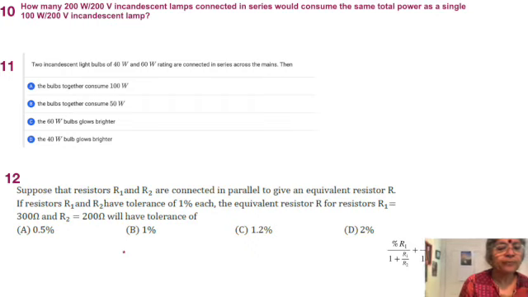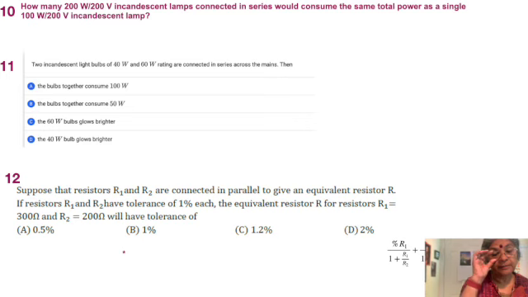12th problem. Suppose that resistors R1 and R2 are connected in parallel to give an equivalent resistor R. If the resistors R1 and R2 have a tolerance of 1% each, which means that the tolerance is now at the most equal to 1, when they're connected in parallel, one particular resistor matters, and the smaller resistance is the one that matters. The equivalent resistor R for resistors R1 300 ohms and R2 200 ohms will have a tolerance of?